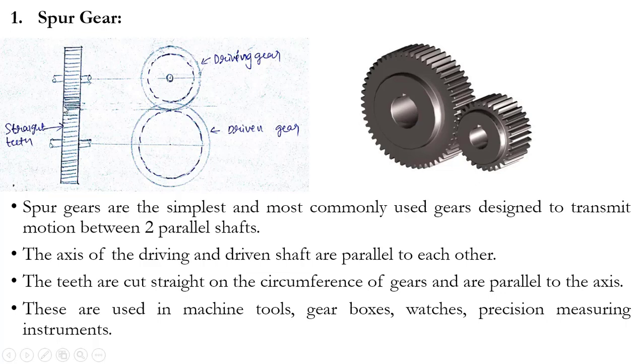This is a point of contact. The teeth of this driving gear will mesh with the teeth of the driven gear and cause the rotation of this, and thereby power transmission takes place. And this is a simple diagram to understand this spur gear. Let us see what is that spur gear.